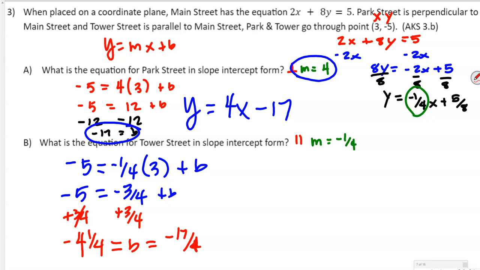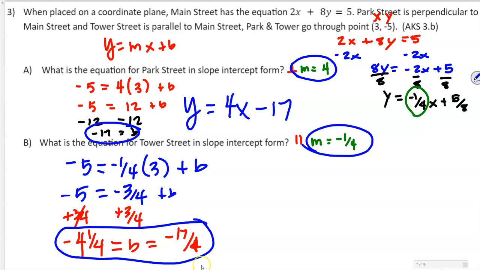I mean, it could be written any one of those ways, right? So once again, notice that we got our m here, and we've got our b's here. However we want to write those, I'm going to write it as an improper fraction. So y is equal to negative 1/4 x minus 17/4.